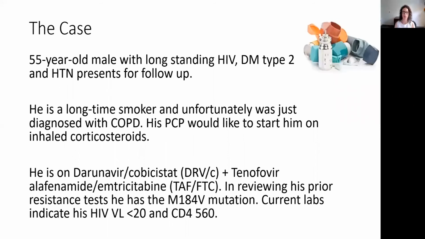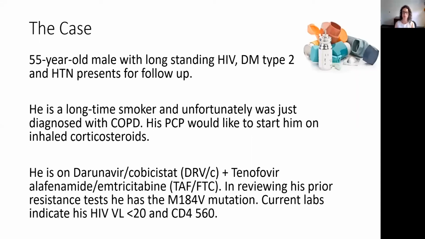So here's our case. This is a 55-year-old man with long-standing HIV, diabetes mellitus type 2, and hypertension who comes for follow-up. He's a longtime smoker and unfortunately was just diagnosed with COPD. His PCP would like to start him on corticosteroids, but sent him to you in order to discuss his HIV regimen. He is currently on darunavir and cobicistat with tenofovir alafenamide and emtricitabine, TAF, FDC, as you've seen here abbreviated.